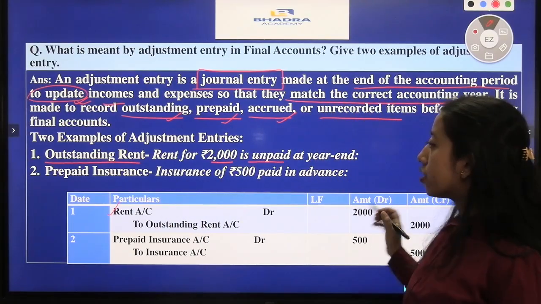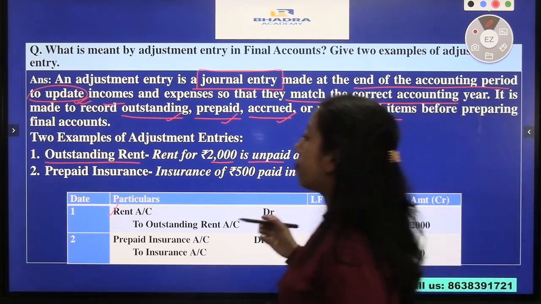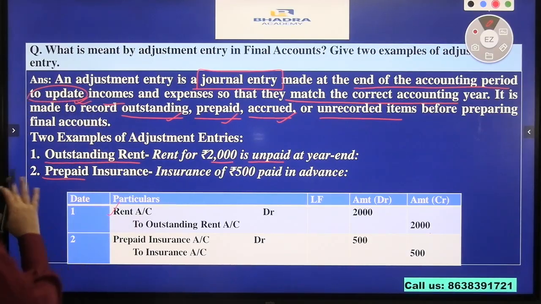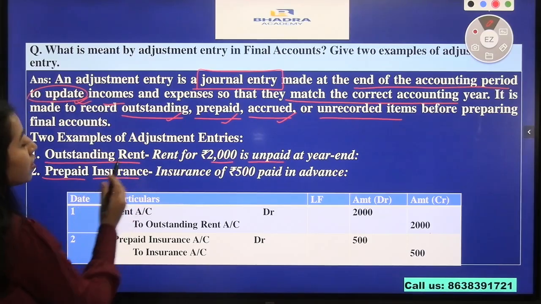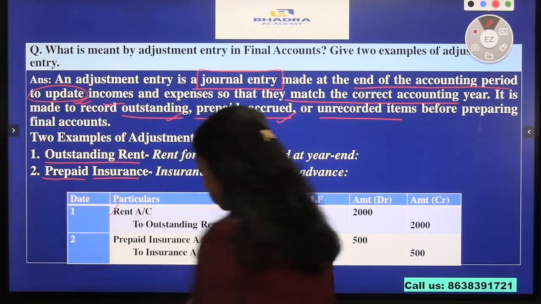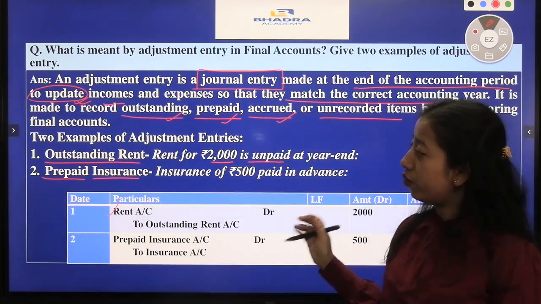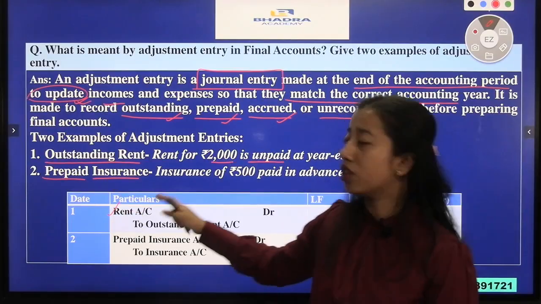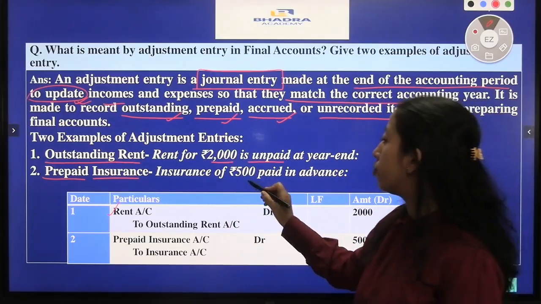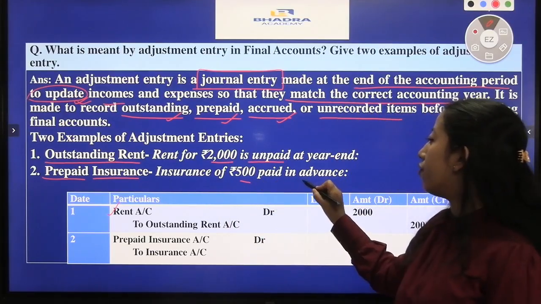Okay, next, the next example here is prepaid insurance. Again, prepaid means when something is paid in advance, and here insurance is an expenditure. So when the expenditure of a business is paid in advance, we call it prepaid expenditure. So here in our example is prepaid insurance: insurance of rupees 500 paid in advance.